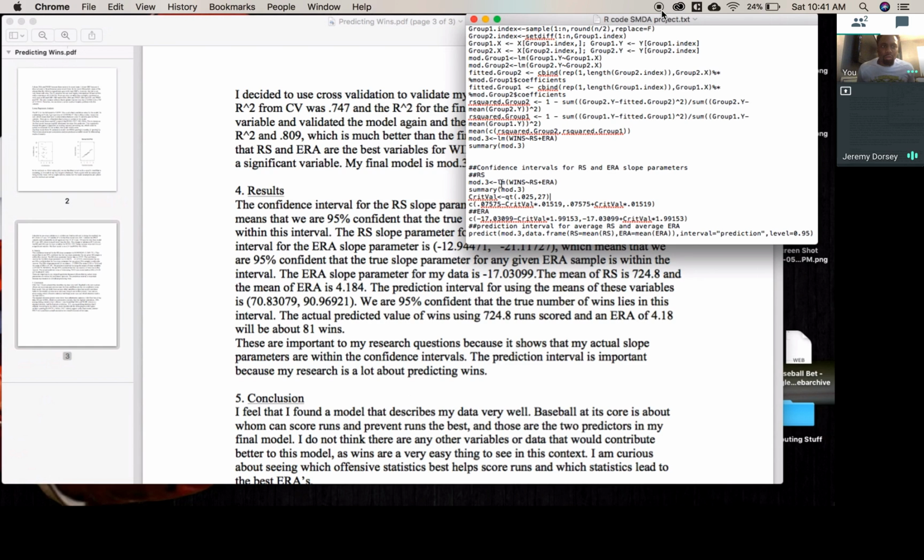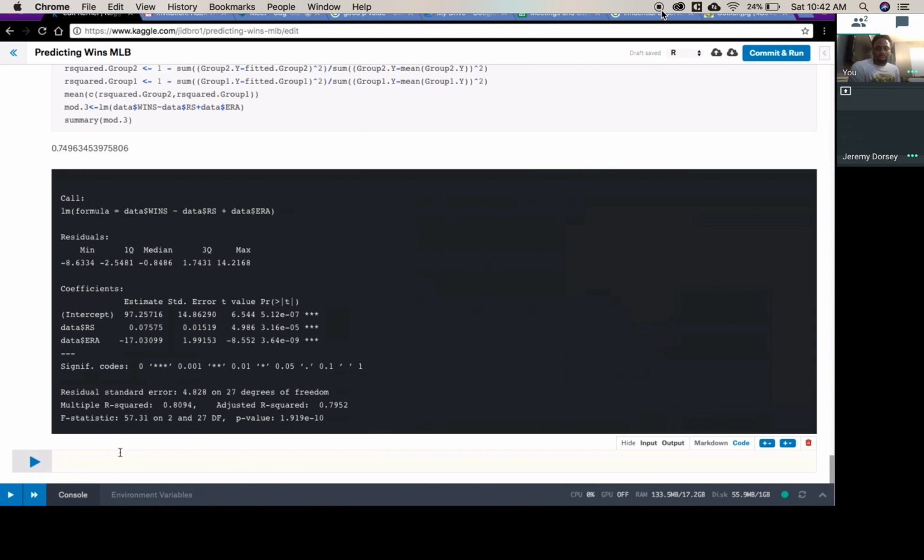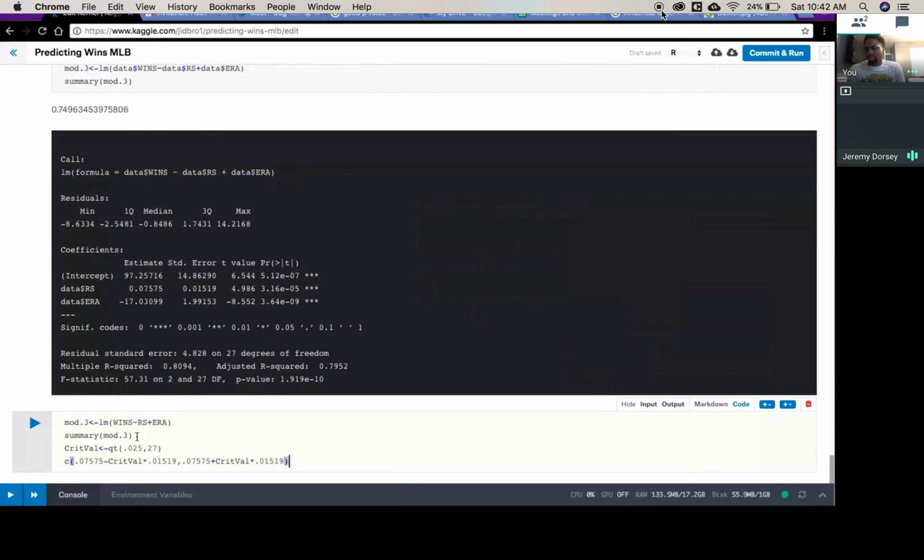Perfect. So, getting towards the end of the project, we are going to do confidence intervals and then prediction intervals, just to kind of, for lack of a better word, validate my entire project. So we're going to run all of this for run scored. This code in here, we've got the model, the summary, and then we're going to try to get a critical value, as well as producing a confidence interval.